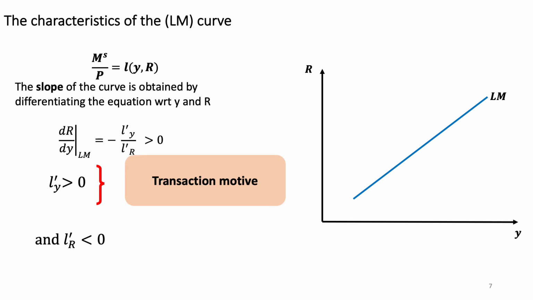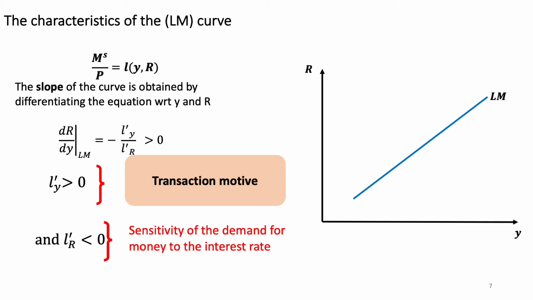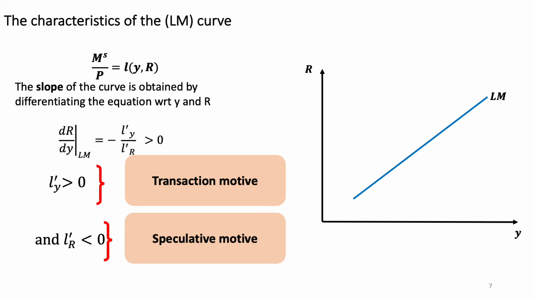Second, it depends on L prime r, which is negative, because when the interest rate increases, the demand for money for speculative motives decreases. Indeed, when the interest rate increases, households have an incentive to hold bonds rather than money, which gives no interest.